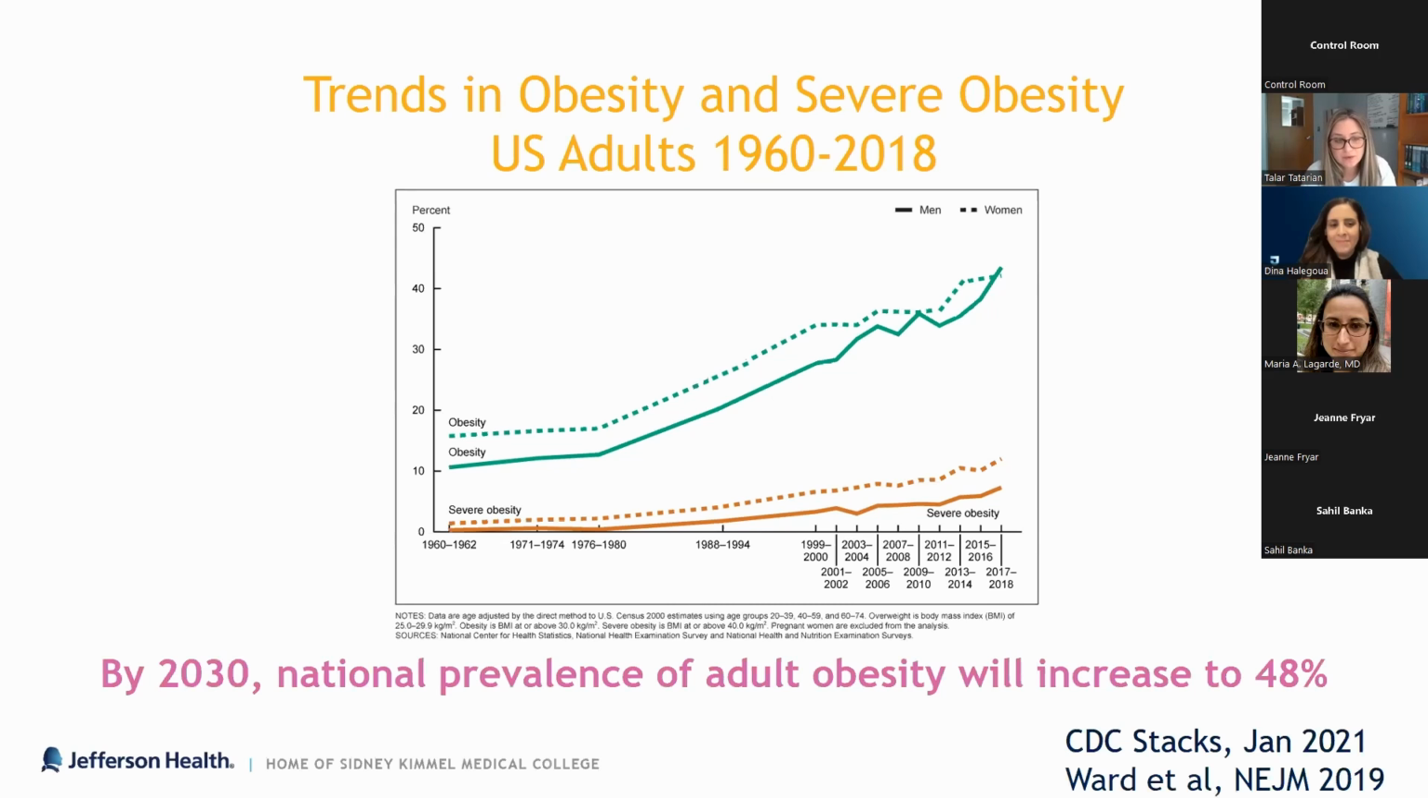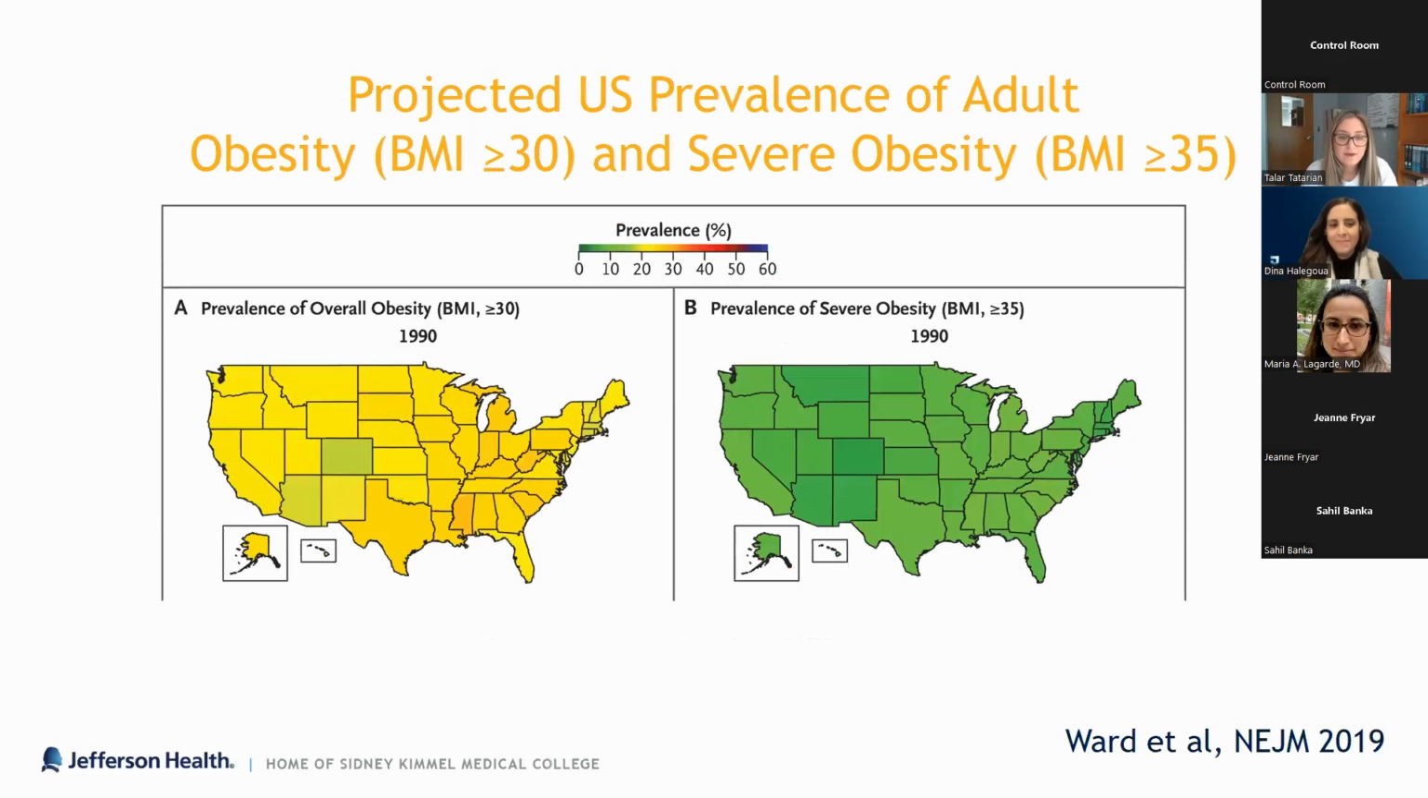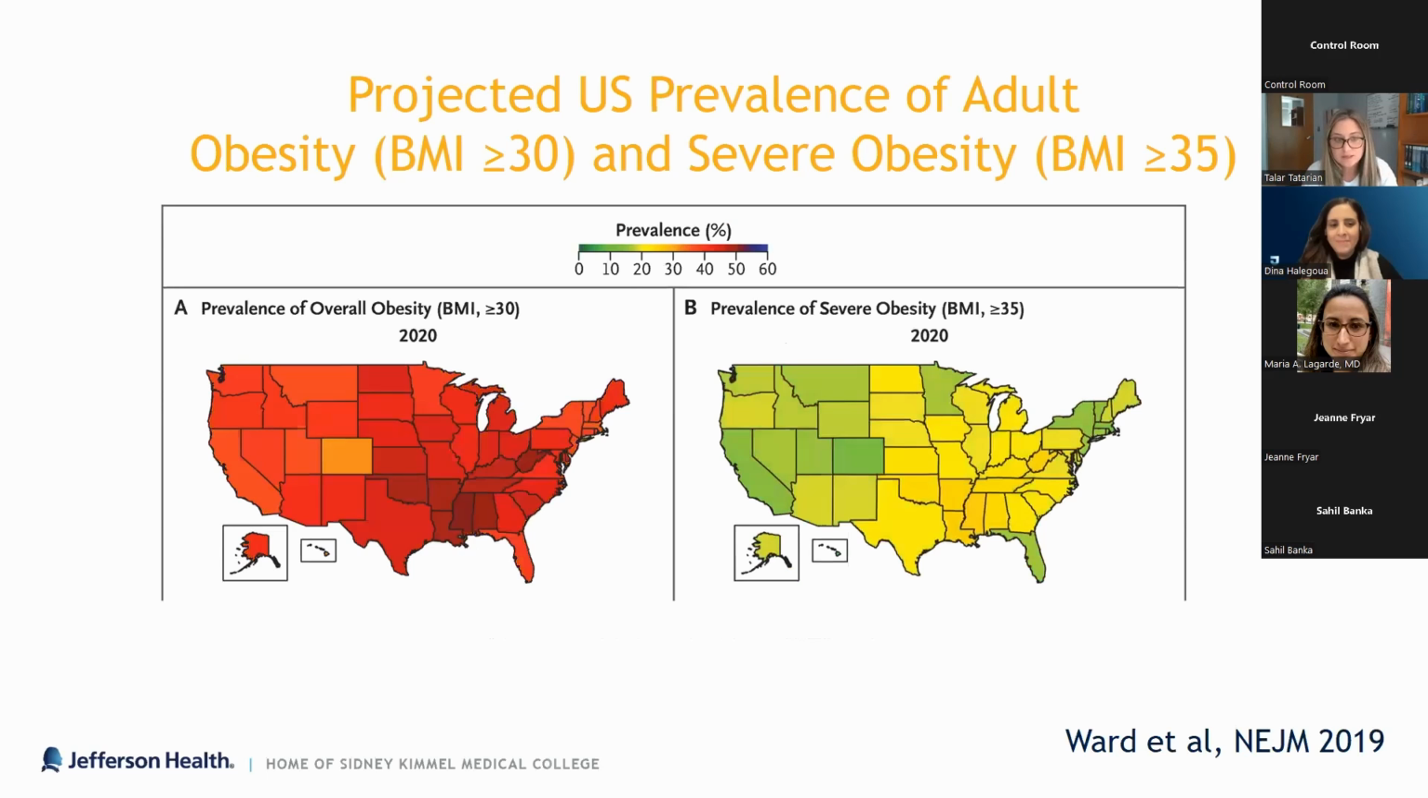By 2030, it's expected that the prevalence of adult obesity will increase to 48%, which is concerning because, as we've seen, liver disease and obesity tend to go hand in hand. This is another way of showing that as the colors change, the prevalence of obesity is rising. This was in the 90s, then the 2000s, the 2010s, 2020s, and you can see the prevalence of obesity is getting more and more. And this is what's predicted in 2030.